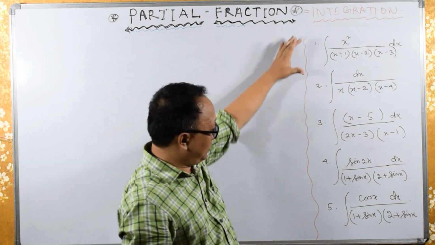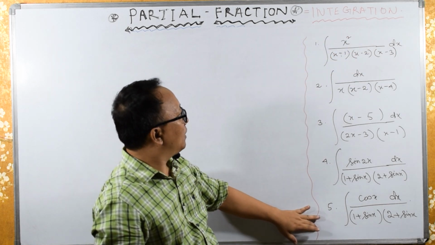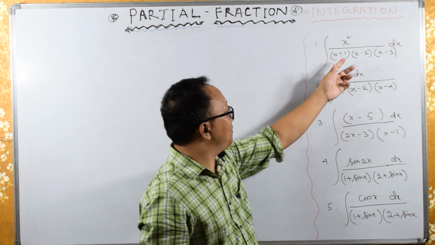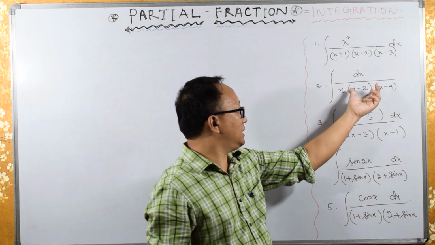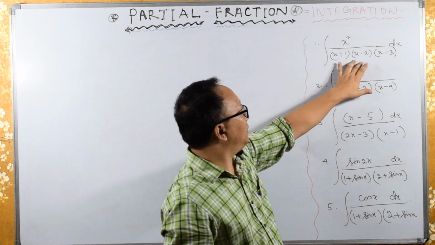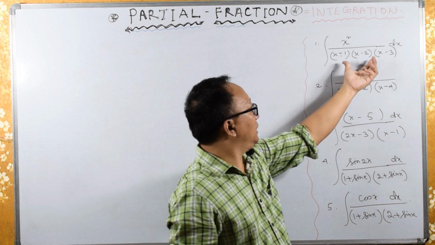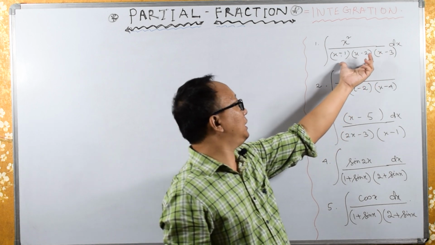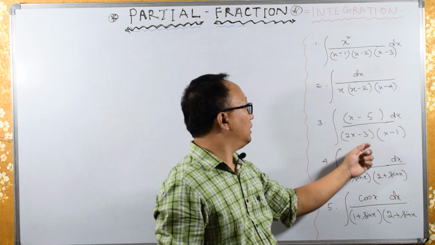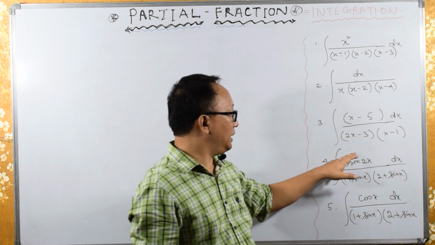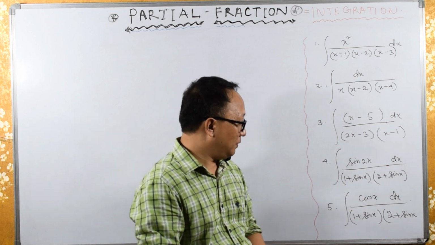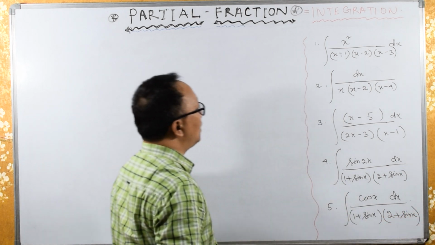I have given 5 questions in this part. In all five questions, you can see this one is algebraic, and here trigonometric. In the algebraic ones, the degree of the denominator is greater than the degree of the numerator. Here the degree is 3 against 2, here it is 2 against 1. In the trigonometric ones, we have to substitute and bring them into the algebraic form, and then do partial fractions.